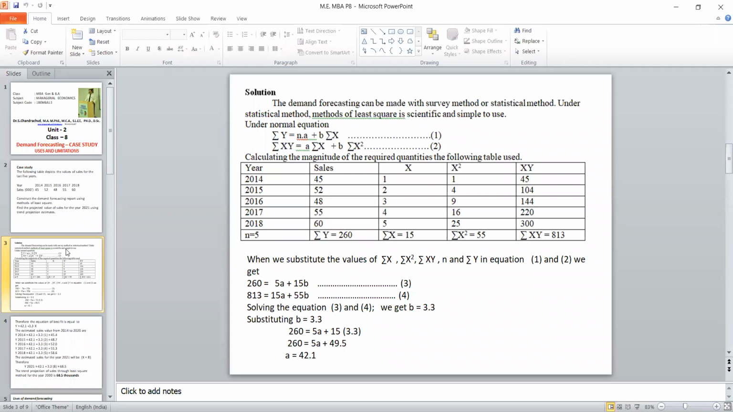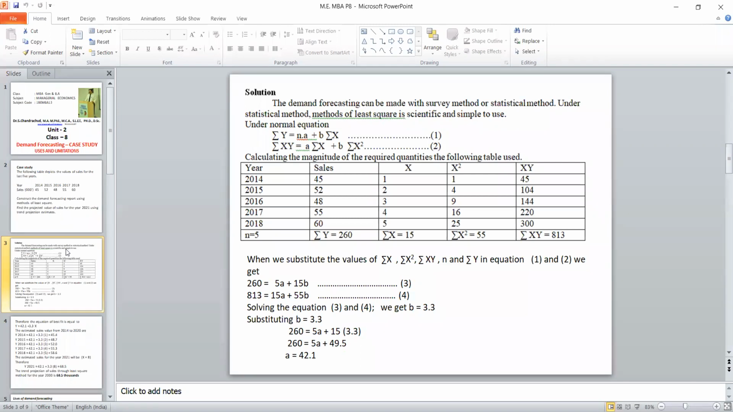So what is the total number of years? N equal to 5 years, the total number in the column. We have the data. Then what is the sales? We have to add all the sales values: 45 plus 52 plus 48 plus 55 plus 60. If you add, it will be 260. Then we have allocated the value for x as 1 to 5. So if you add 1 plus 2 plus 3 up to 5, it is 15. Summation x is 15. Equation 1, all the elements we have already calculated.